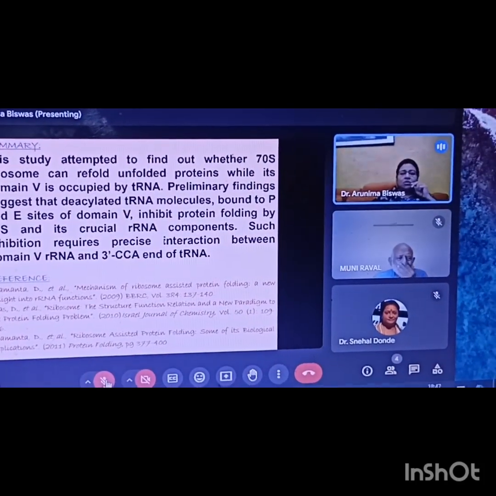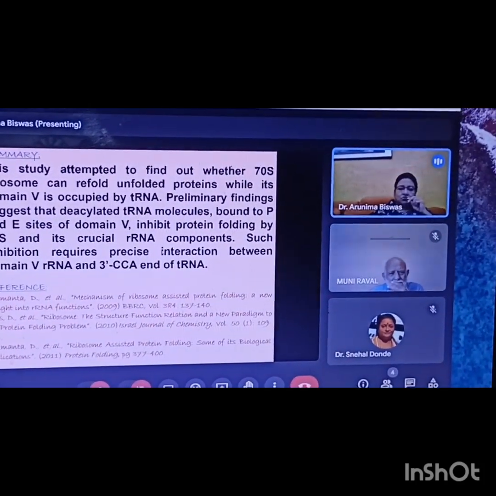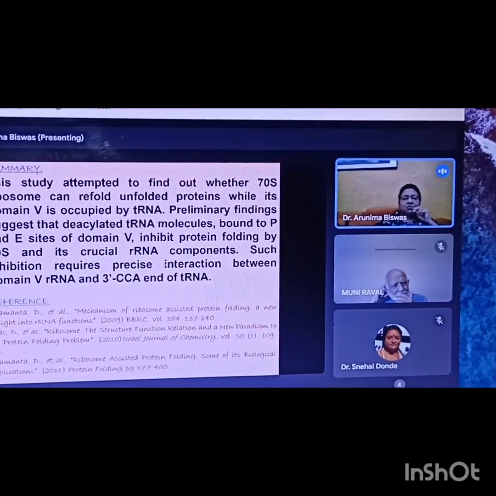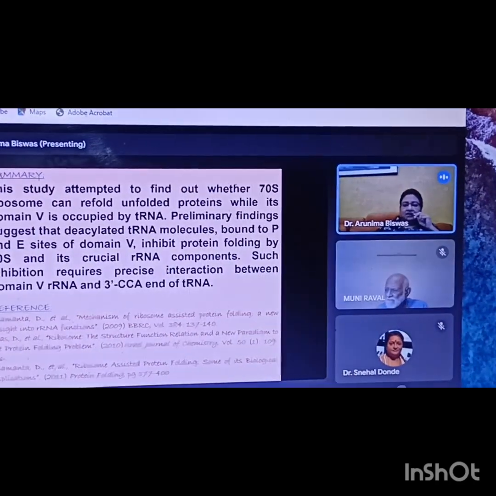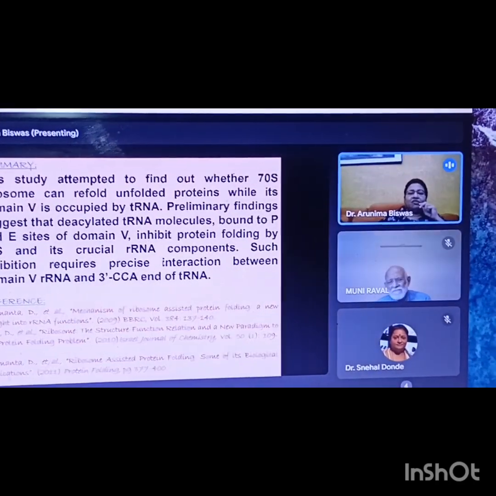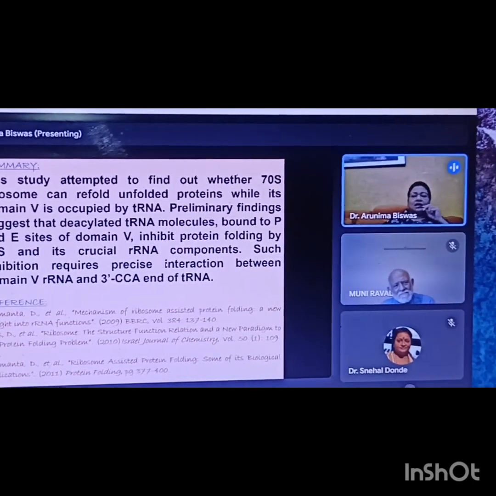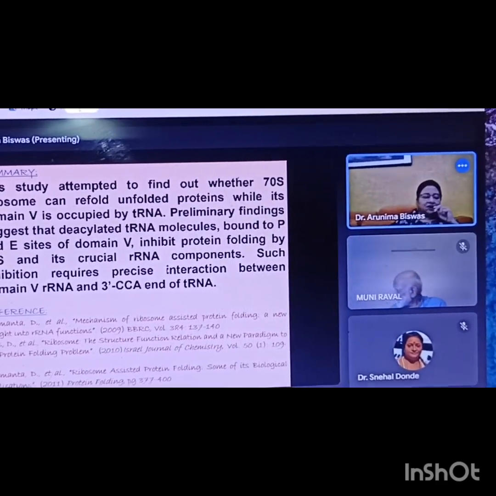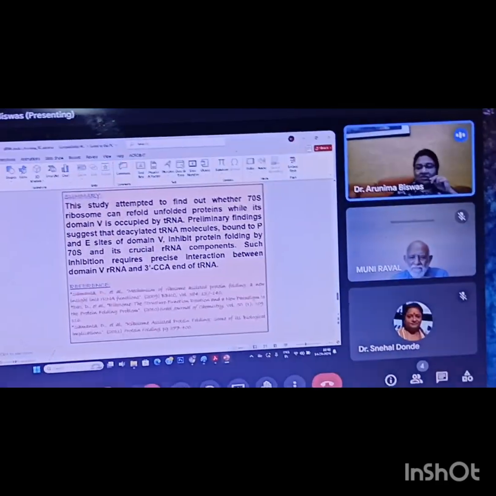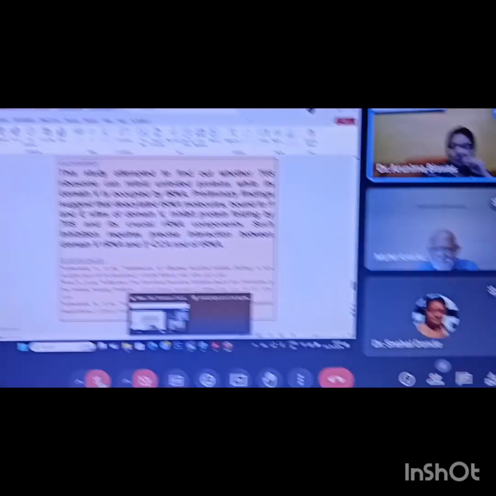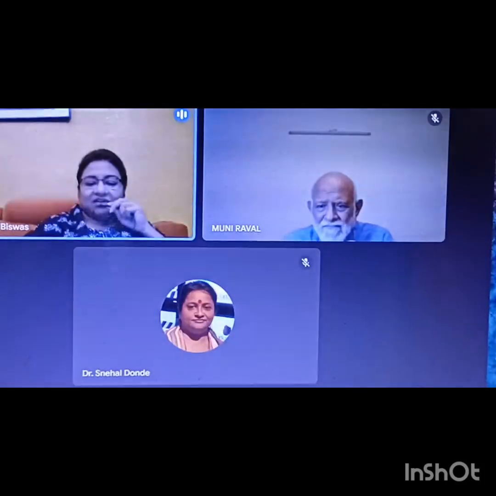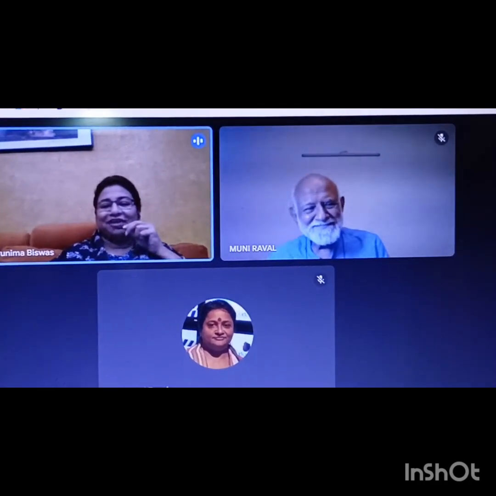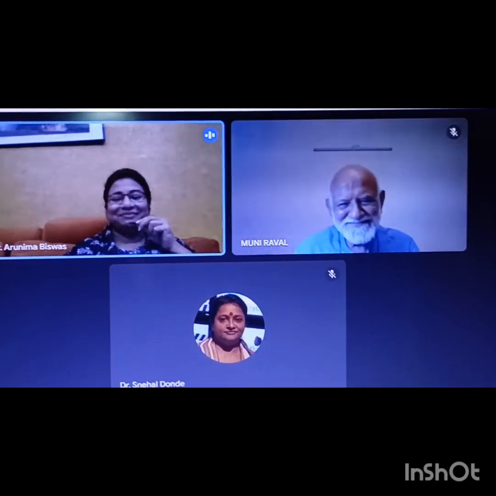So basically through this work what I attempted to find out is whether the 70S ribosome can refold unfolded proteins while its domain 5 is occupied by tRNA. And my preliminary findings suggested that deacylated tRNA molecules bound to P and E sites of domain 5 inhibit protein folding by 70S and the RNA components, and also inhibit the splitting process while tRNA is present. I thought I'd share this with you, because this tells you the importance of the ribosome not only in synthesis but also in the initial steps of protein folding, which are basic processes, and it confirms the RNA world story very much. I'm very fond of RNA.